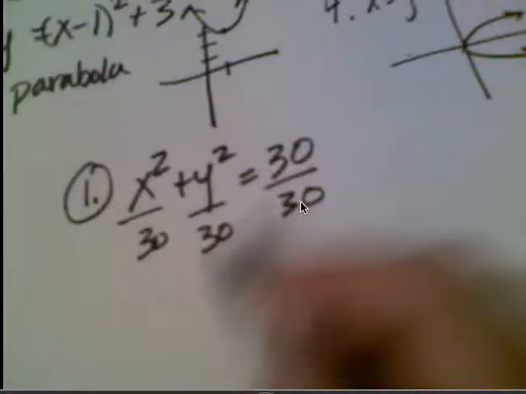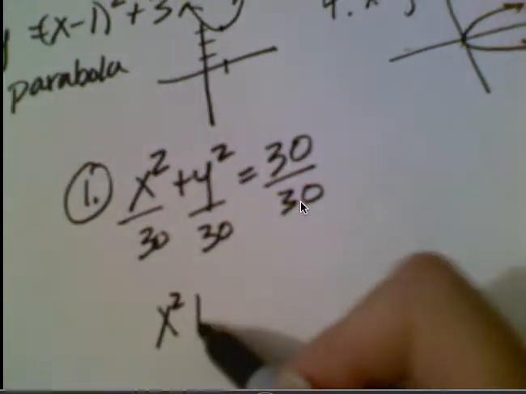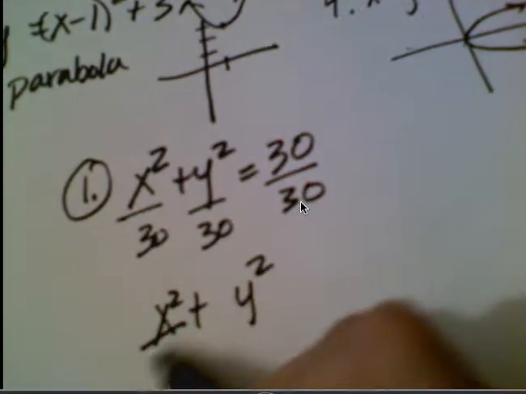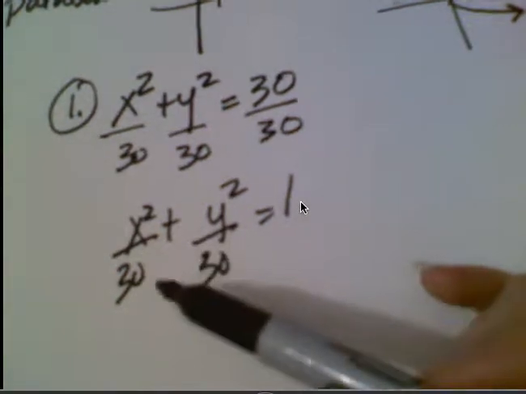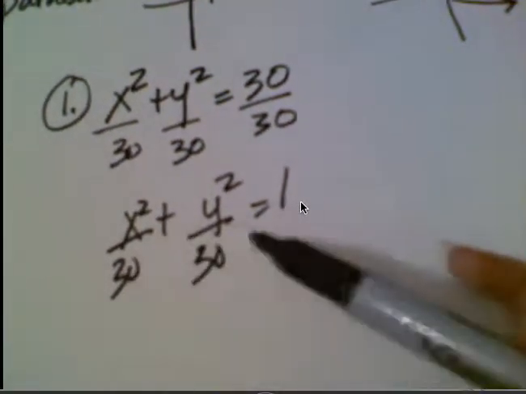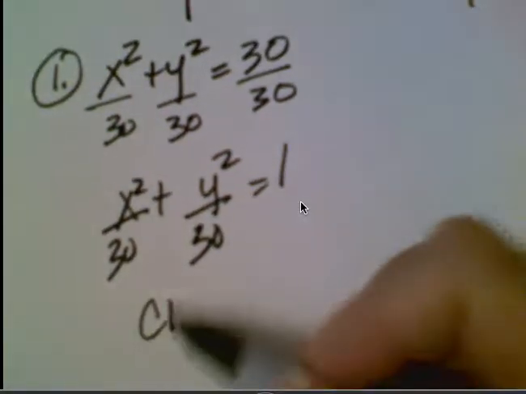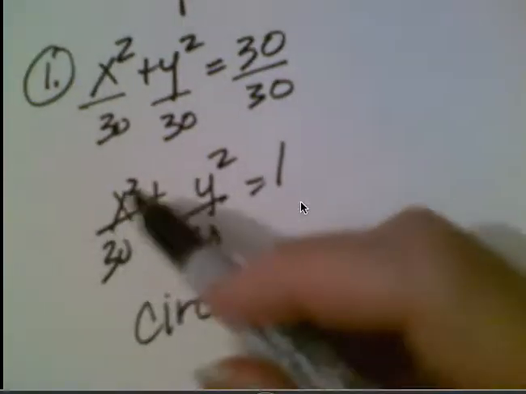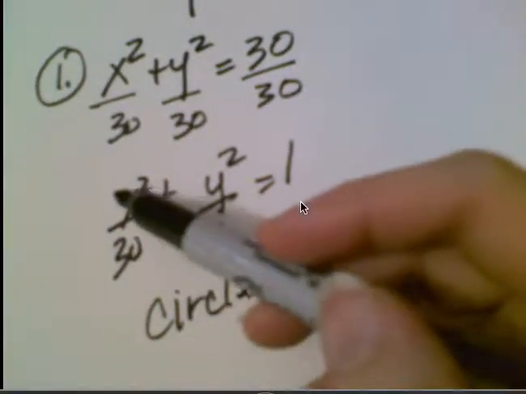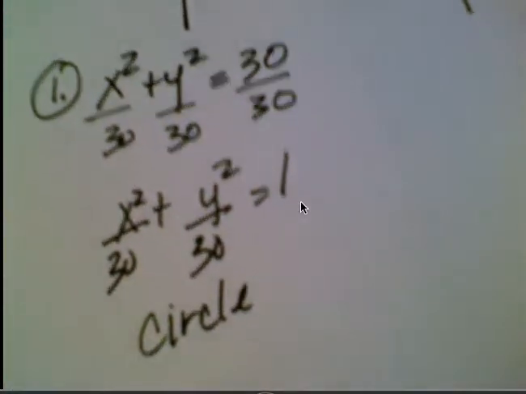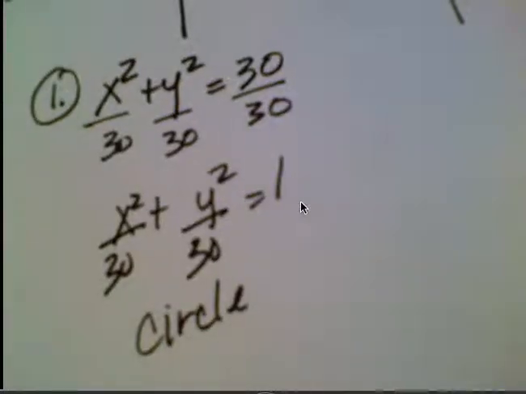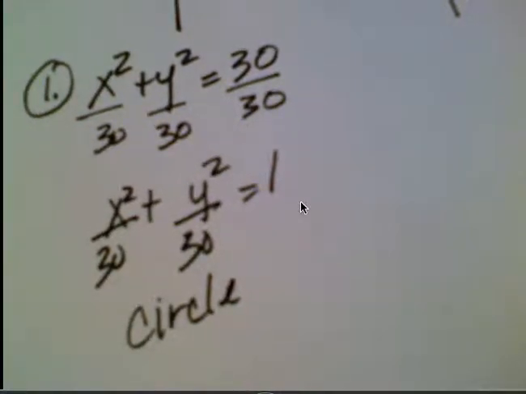Or you could tell by just looking at what it was. So now it's equal to 1. If I'm looking at my denominators, because they're the same, this is a circle. If they were different, because I would have had to reduce, if there had been a number in front of the x squared or y squared, it'd be an ellipse. If this had been subtraction, it would have been a hyperbola. So those are the things that you're going to look for.